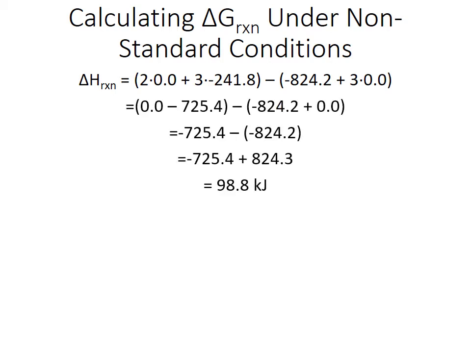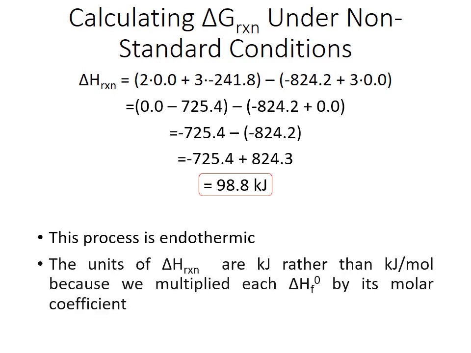If we do our crunchity crunch, we get that our final answer for the delta H is 98.8 kilojoules. This tells us that this process is endothermic, and the units of delta H reaction are now kilojoules rather than kilojoules per mole because we multiplied each of those heats of formation by its molar coefficient.